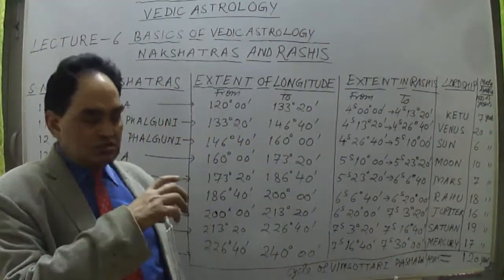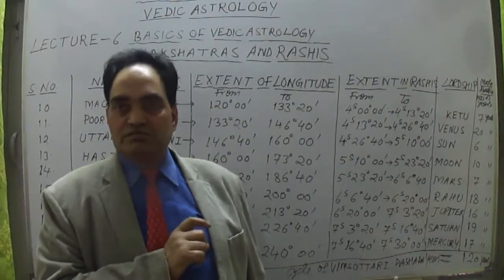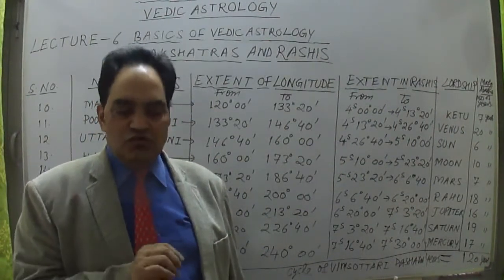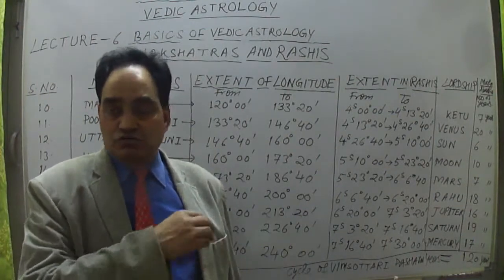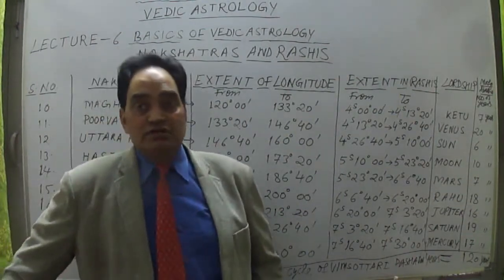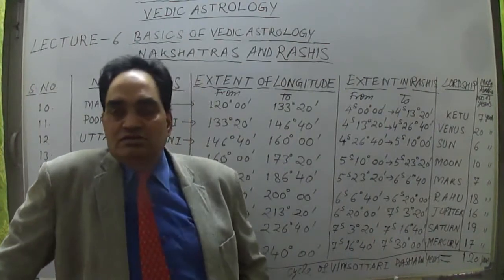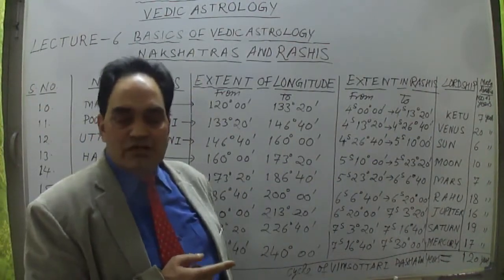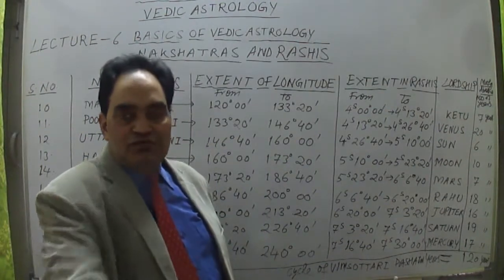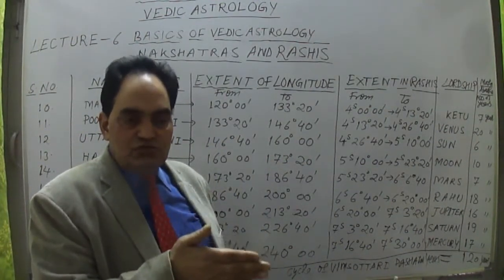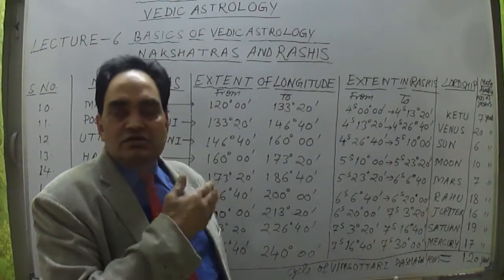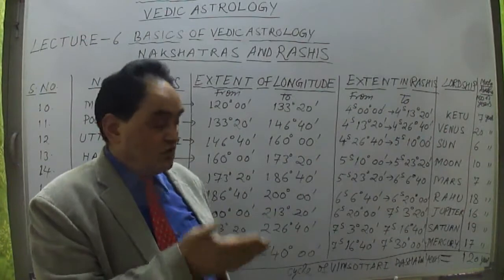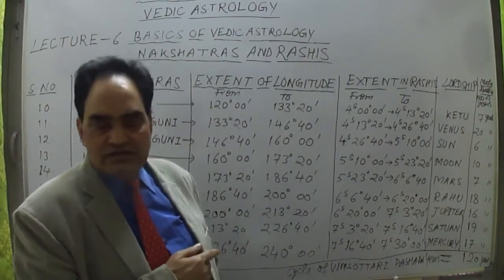So if a person's time of birth falls, or the moon is falling, in one of these 3 nakshatras, then the person will have Mercury's time period, Mercury's major period, right? Now how much of the major period is left over? Because the degree of the moon in this particular nakshatra will define the person's remaining period of that major planet, like Mercury here in this case.